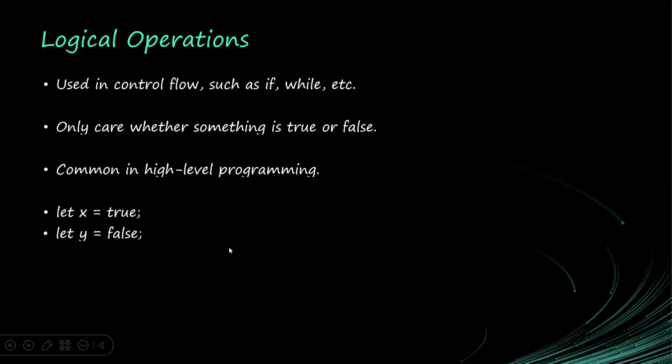So something like this: let x equal true, y equal false. If we console log this, this is the operator. So let me take you to the browser.